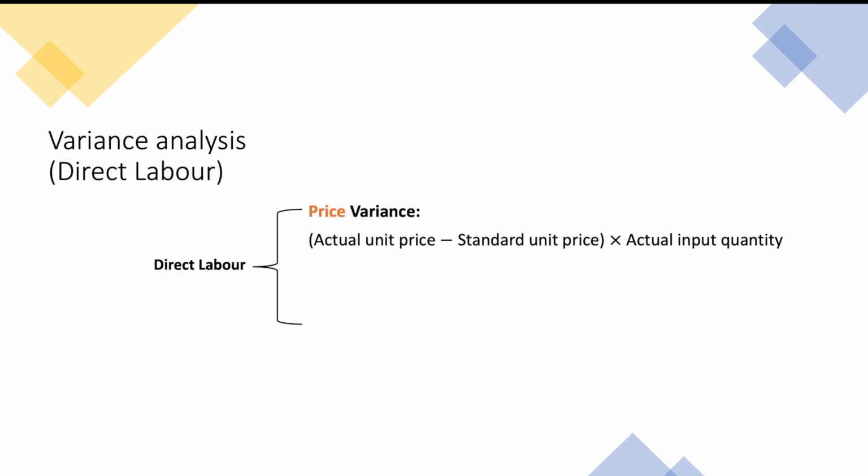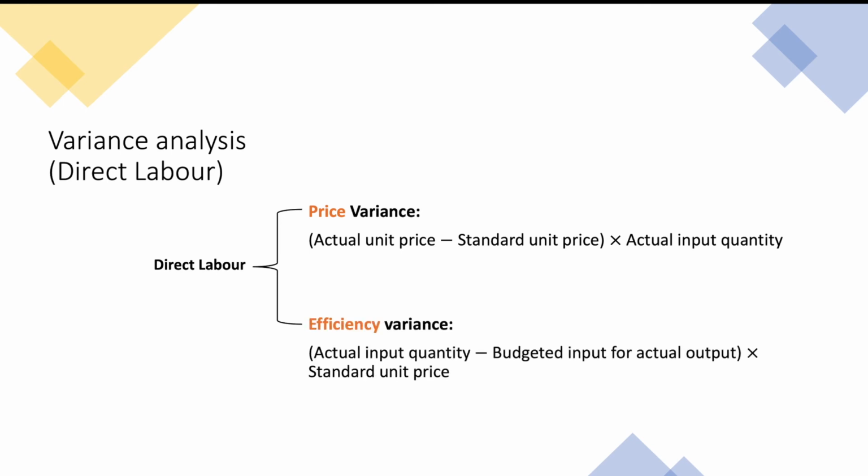Now come to the next one. The next one is variance analysis of direct labor. In the labor, it is the same as the direct material. In the price variance, actual unit price minus standard unit price multiplied by actual unit quantity, input quantity. In efficiency, actual input quantity minus budgeted input for actual output multiplied by standard unit price.